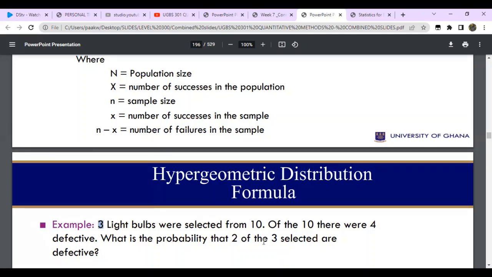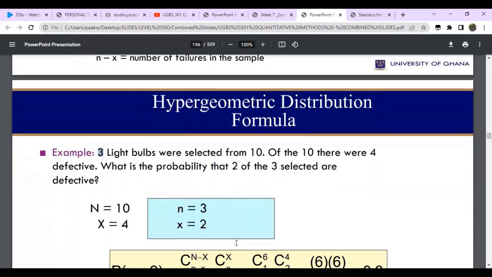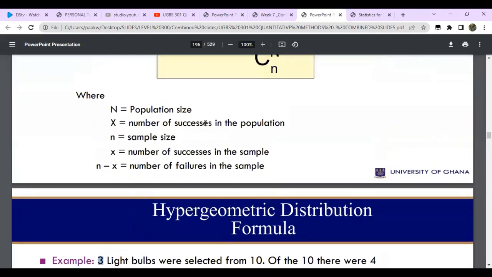Big X, and 2 here is what? No, so I'm counting. 3 is small n, x, small x is what? 2. And the defective, out of the 10, the 4 defective is the what? Big X, because that was the successes in the population. So we have successes in the population, successes in the sample, and we have population size, sample size.